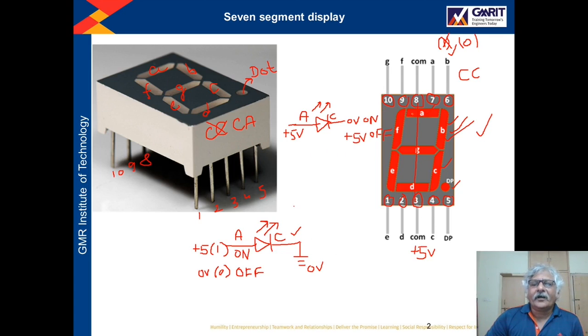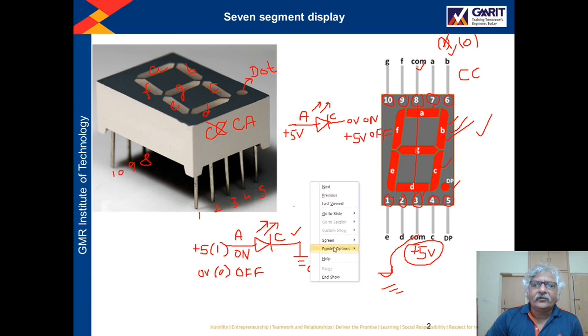In the case of common cathode, this common terminal is connected to ground. In the case of common anode type of 7 segment display, this common terminal is to be connected to plus 5 volt. For this common terminal, you can use pin number 3 or pin number 8. Any one pin you can use.